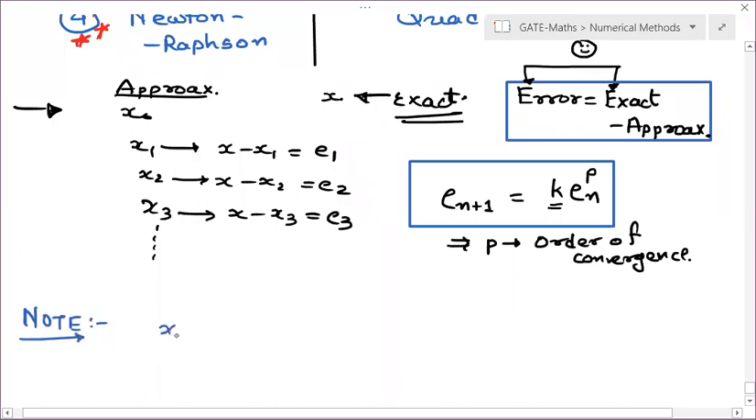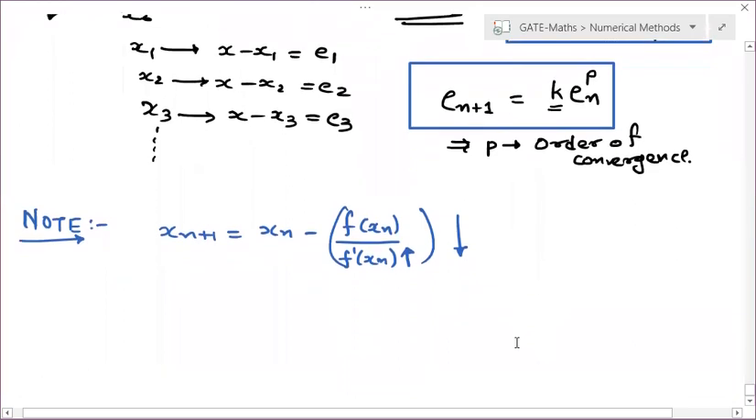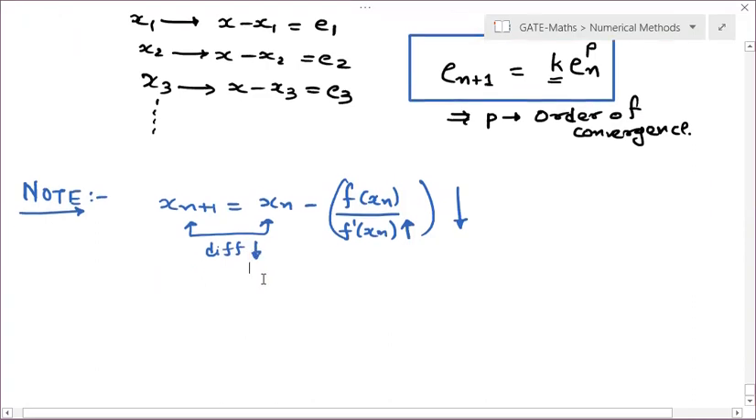Formula for xn plus 1 is xn minus f of xn divided by f dash xn. Right. So if your slope is larger, that means this is larger. If this is larger, then the value of the whole fraction will decrease. And if the value of the whole fraction decreases, this is your xn minus f of xn over f dash xn, or I can say the error between these two will decrease. If your whole value decreases, then the difference between these two will decrease. So see over here.